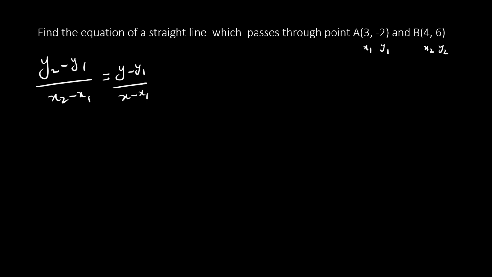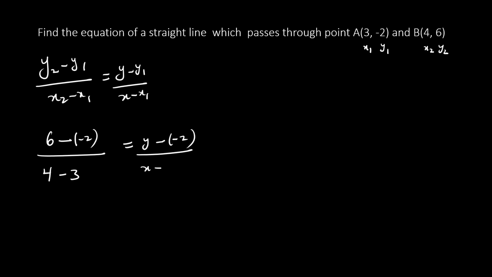Substituting x1, y1, x2, y2 into this equation, we are going to have y2, which is 6, minus y1, which is -2, over x2, which is 4 minus 3, equals (y minus y1, -2) over (x minus x1, 3). We now have 8 divided by 1 equals (y + 2)/(x - 3).